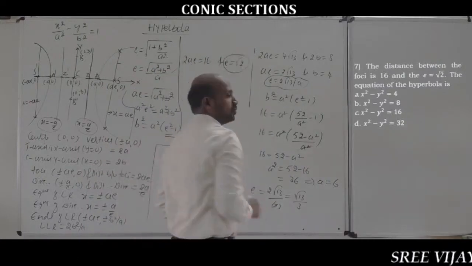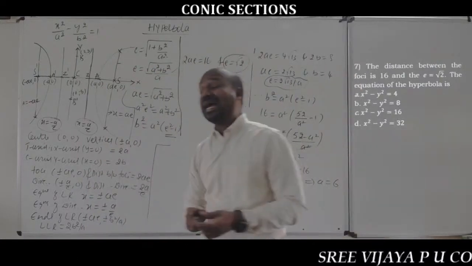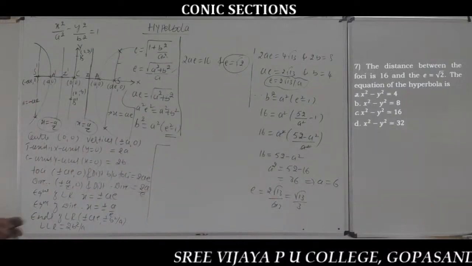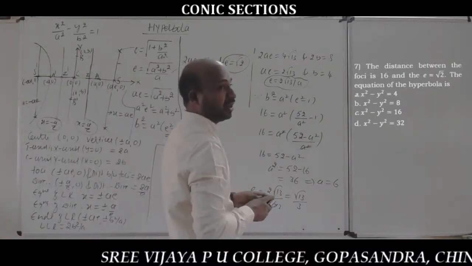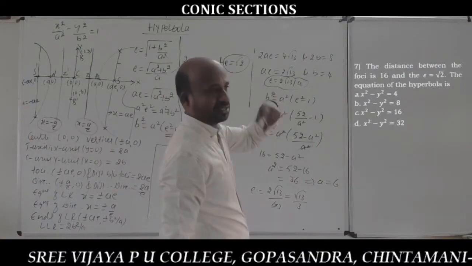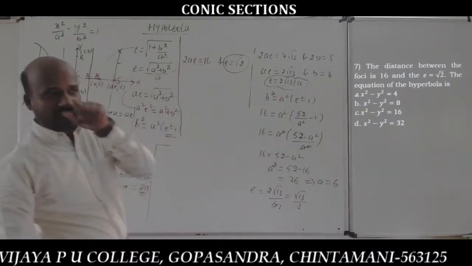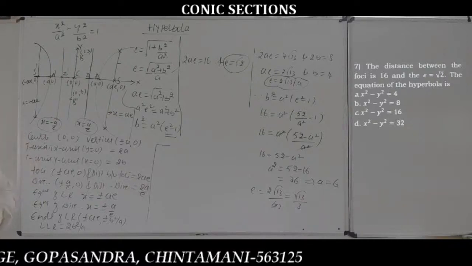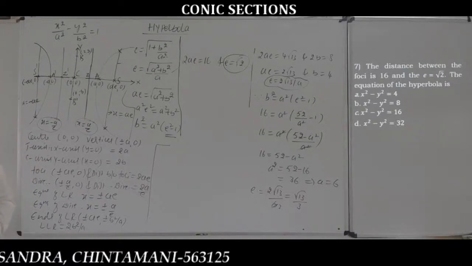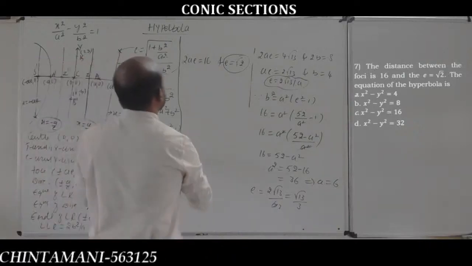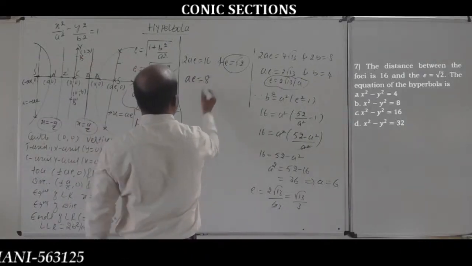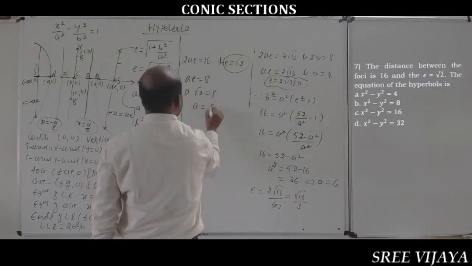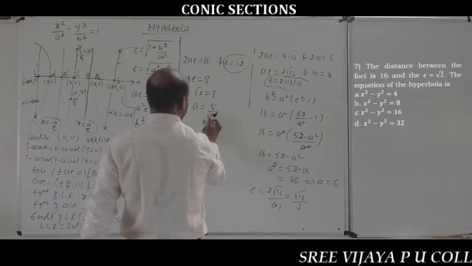If the eccentricity is root 2, then it is a rectangular hyperbola, or it may be a conjugate rectangular hyperbola. If x square minus y square equals a square, then it is a rectangular hyperbola. If x square minus y square equals minus a square, then it is a conjugate rectangular hyperbola. Okay, so a into e is equal to 8. So a into root 2 equals 8, a is 8 by root 2.